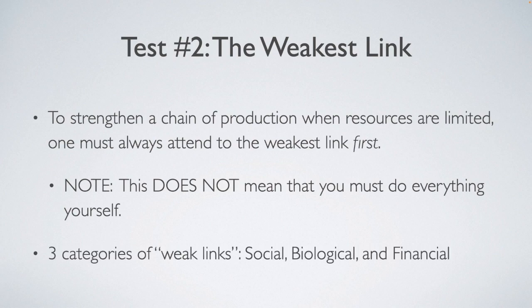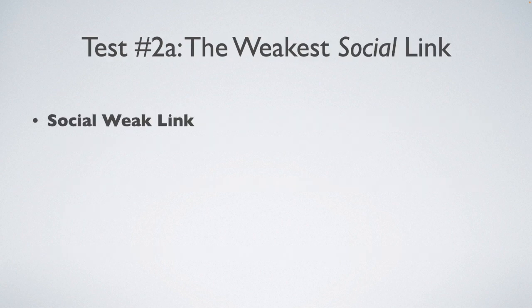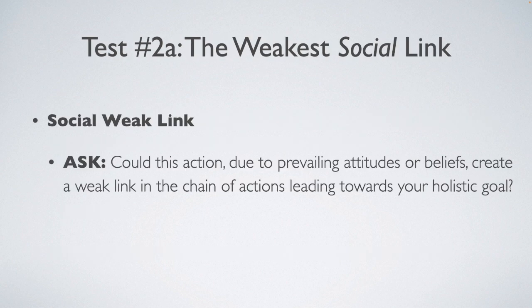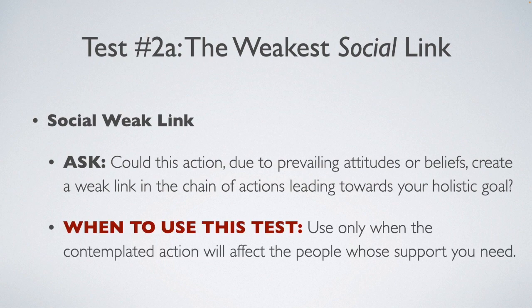There are generally 3 categories of weakest links: social, biological, and financial. So for social weak links, ask yourself if the action you are considering, due to prevailing attitudes or beliefs, could create a weak link in the chain of actions leading towards your holistic goal. You want to use this test when the contemplated action you're considering will affect the people whose support you need.